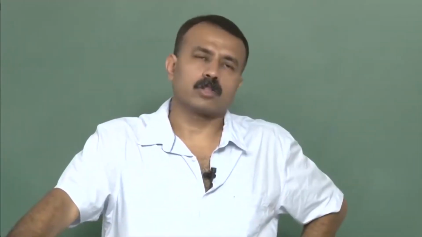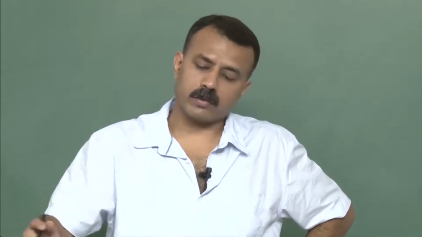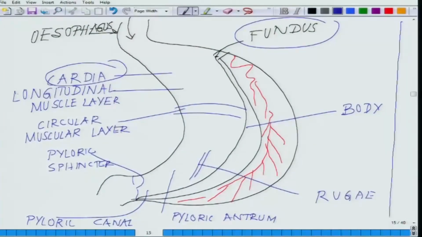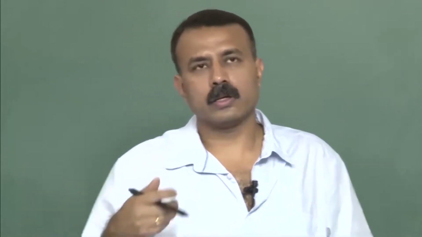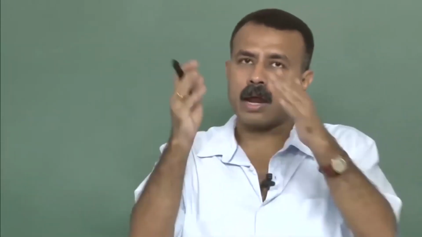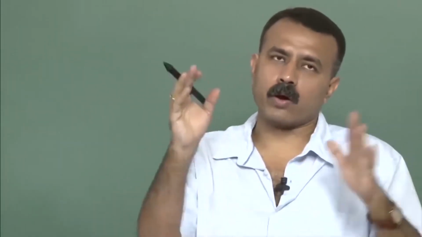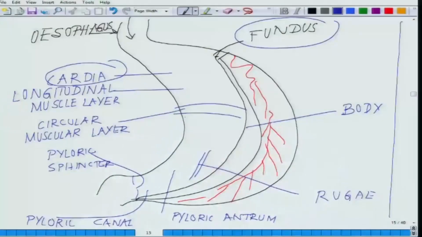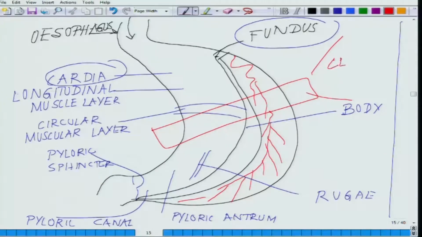After giving you this overall anatomical idea, I will move on to the cellular structure, how the stomach looks at the cellular level. Let us move on to the histology and where all these different cells are. We will take up a cross section of this and move on to the cellular histological features.